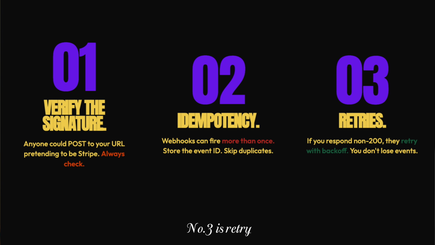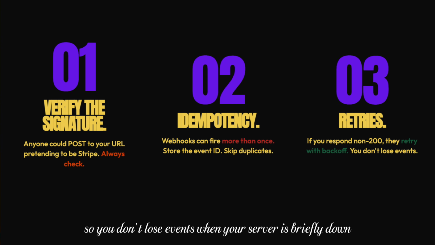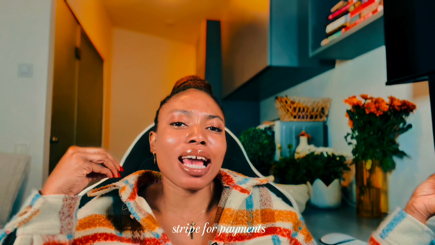And number 3 is retry. If you respond with non-200 or timeout, the provider retries, so you don't lose events when your server is briefly down. You see webhooks everywhere. Stripe for payments, Paystack for payments, GitHub for code pushes. This is actually what triggers CI/CD.